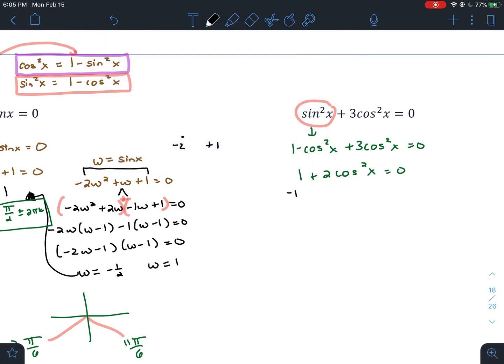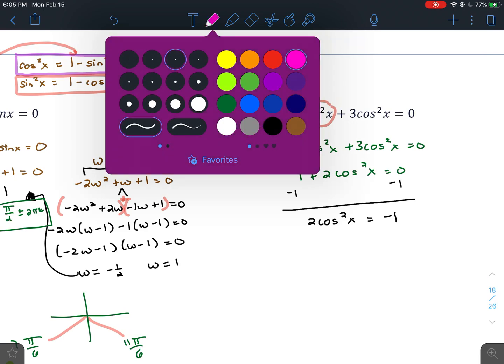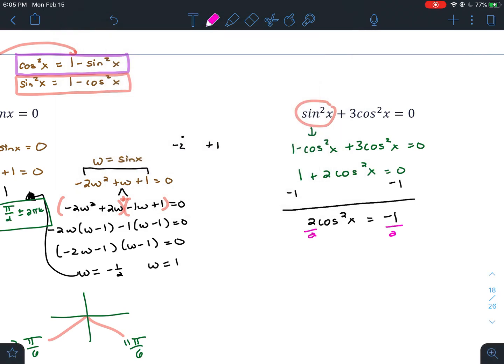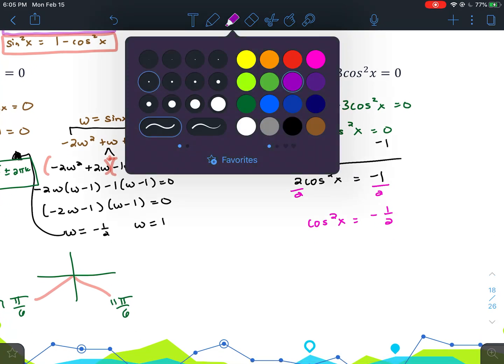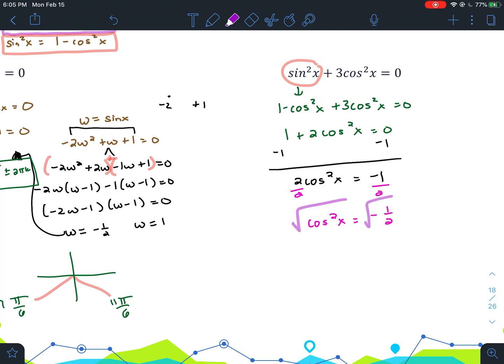Let's get our trig function by itself, so we'll subtract 1 from both sides. And I have 2 cosine squared x equals negative 1. Then divide both sides by 2, and I have cosine squared x equals negative 1/2. Well, it's cosine squared. To get rid of something squared, you can take the square root. So we'll take the square root of both sides and then plus or minus. So cosine x is going to equal plus or minus the square root of negative 1/2.